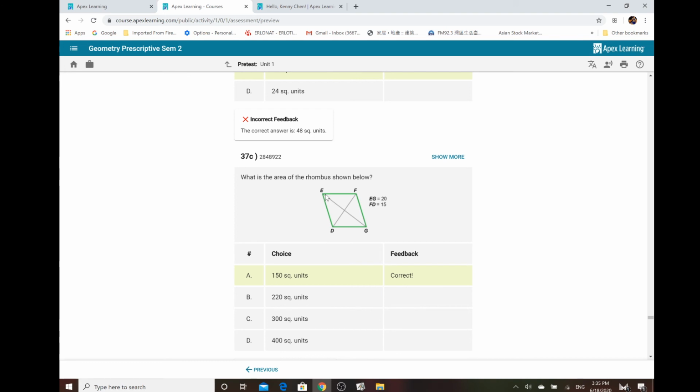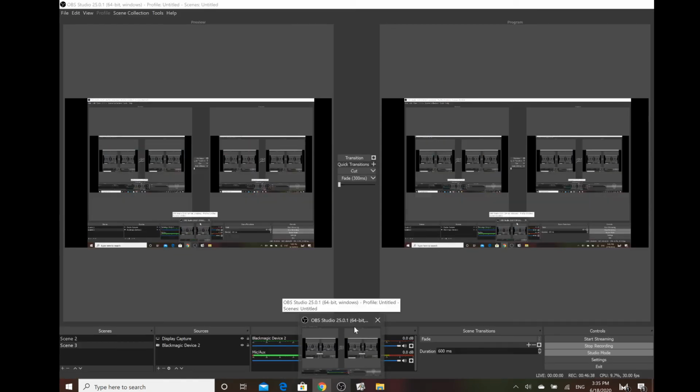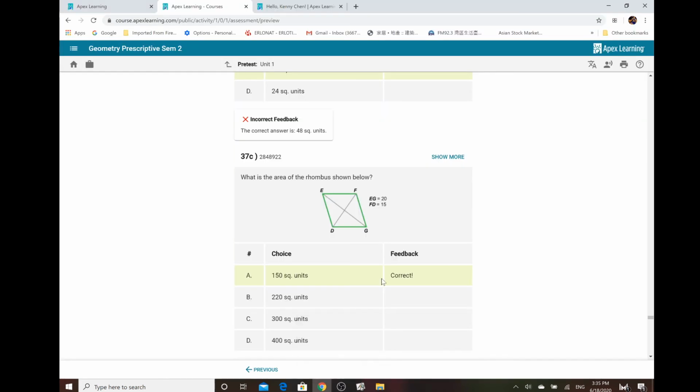So what we found is that the main diagonal is 20 and the minor diagonal is 15. So this is just 1/2 times 20, which is 10, times 15. So then that'll be 150. Okay, so 150 square units.